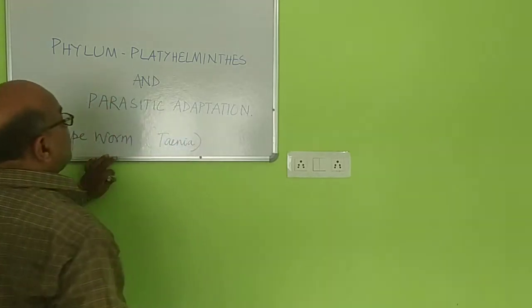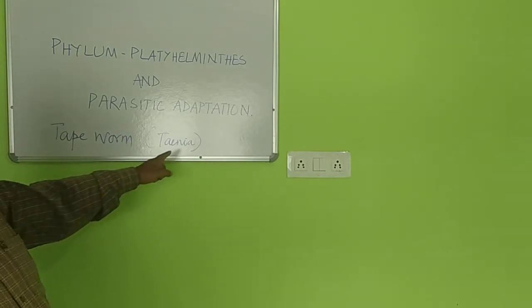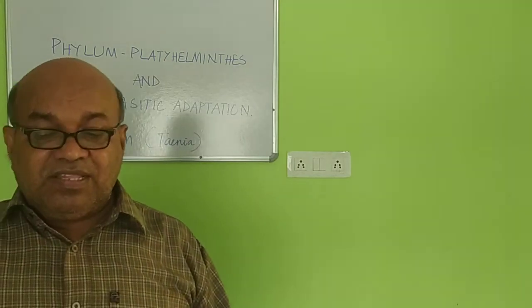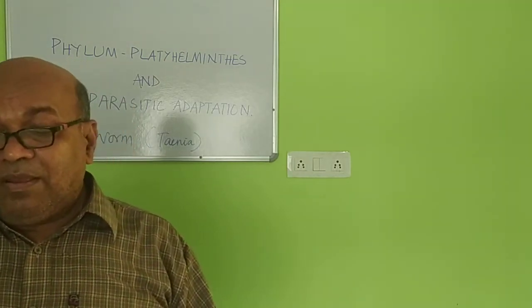Taenia solium. Taenia, T-A-E-N-I-A, solium, S-O-L-I-U-M. Taenia is the generic name. This is the third example of your platyhelminthes. Okay?